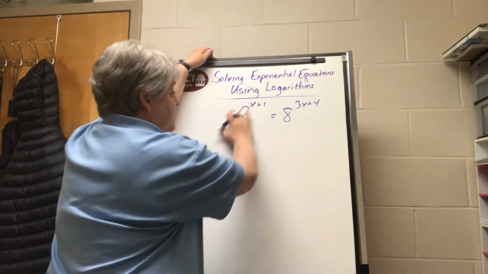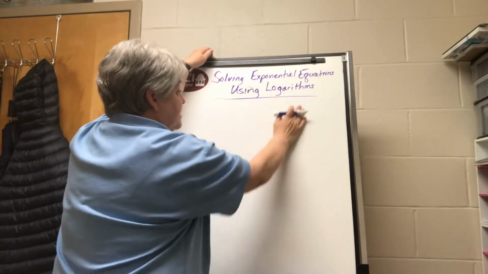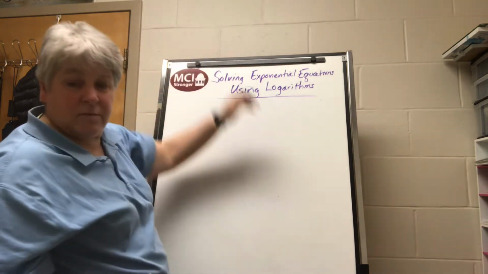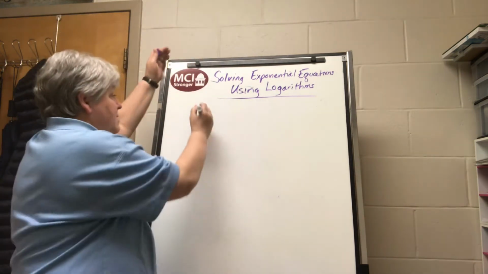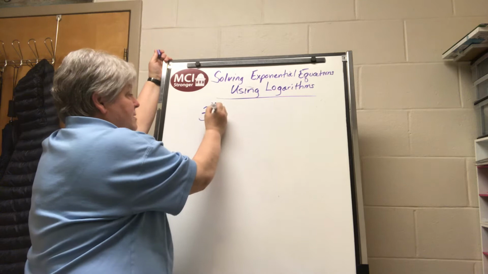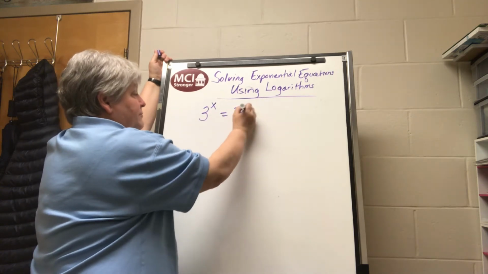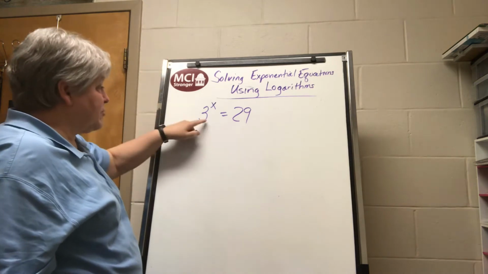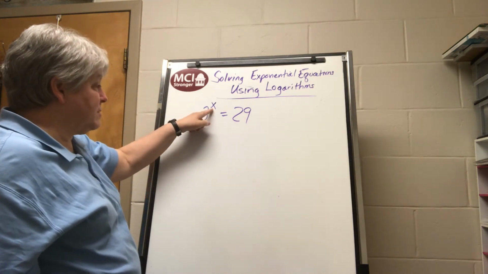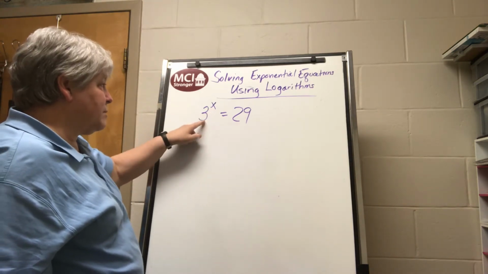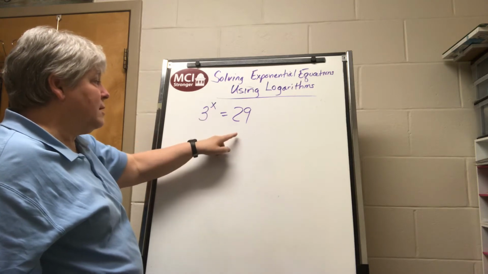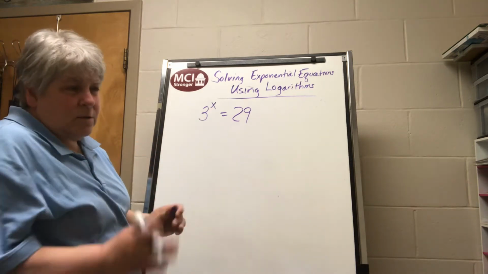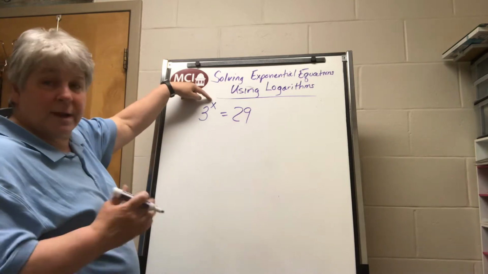So, the kind of equation we're going to deal with today is something that looks kind of like this: 3 to the x equals 29. I know roughly how big this should be because I know 3 to the third is 27, not quite big enough. 3 to the fourth is 81, which is too big. So I know it's going to wind up being an exponent between a 3 and a 4.